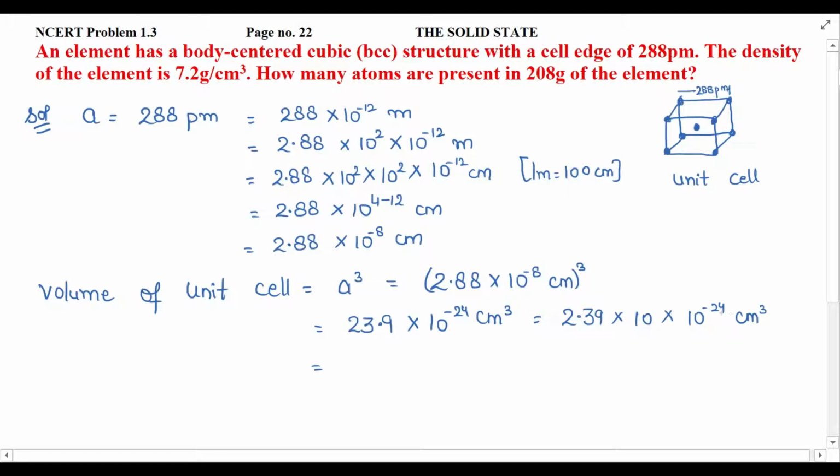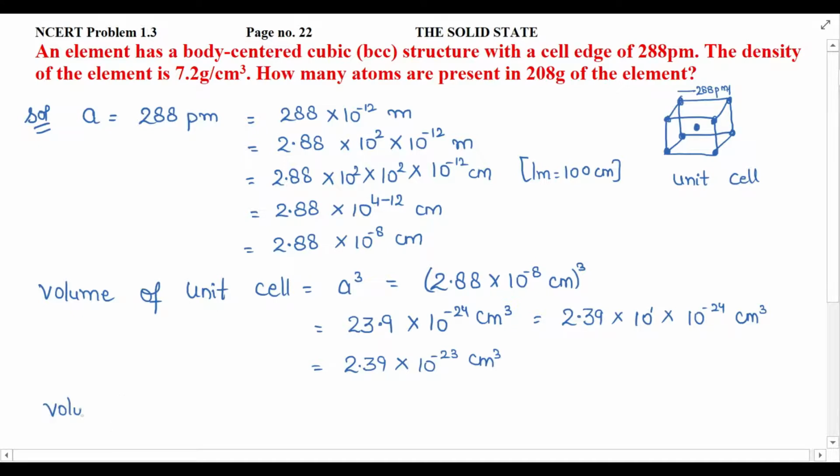Here the sign of this term is different, so it will do subtraction, right? So I'll take 1 over here. 1 minus 24 will be minus 23. So the volume of the unit cell is 2.39 into 10 raised to power minus 23 centimeter cube. Now we'll check the volume of 208 gram of the element.